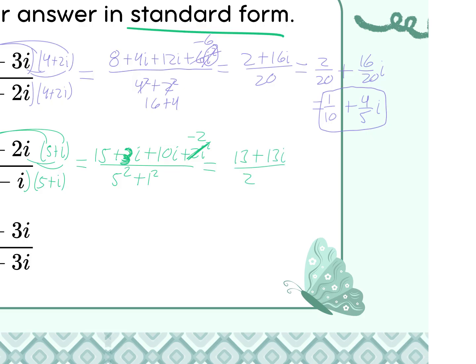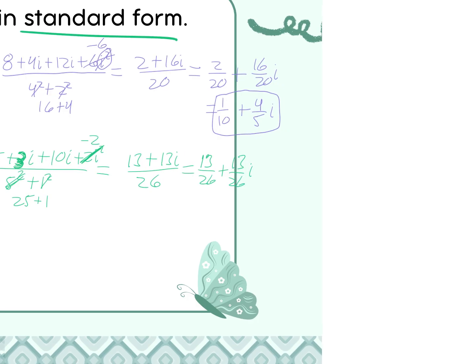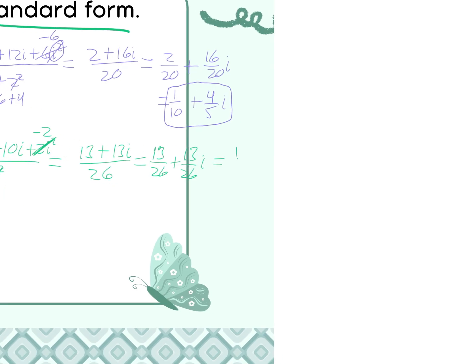And on the bottom, I have 5 squared is 25, 1 squared is 1. So 25 plus 1 is 26. And then you can split these up, so I get a 13 over 26 plus 13 over 26i. And then these do simplify, right? It becomes 1/2 plus 1/2i.